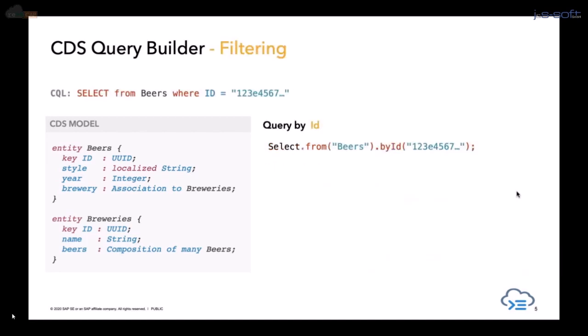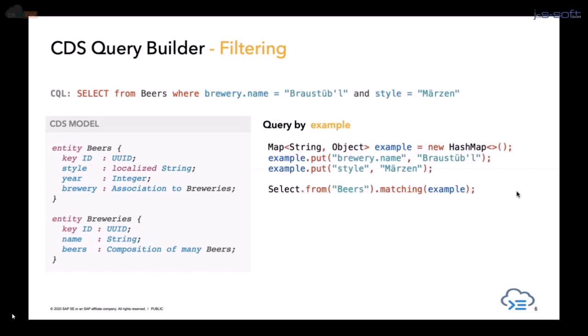Let's have a look into some more queries using filtering. So here is a SQL query that just selects by an ID. In case you already know the ID of your favorite beer, using our query builder in Java, you just use byId and provide the value here, and then you don't need to know the exact name of the key element. We do this for you.